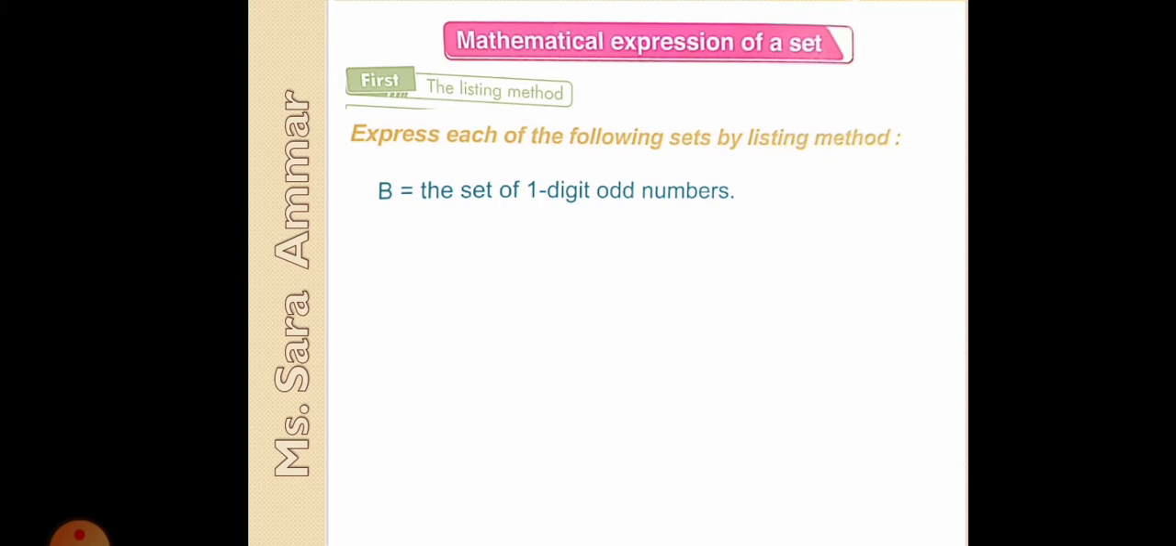First of all, to write a set, you must know its name. He called this set B, and we always write the name of a set as a capital letter. So the name of the set is B, and you write it capital. Now I want to write this set in listing method, so I use something called curly brackets or braces. Okay, inside of it I'm going to write or list down the digits or the elements of this set. And the elements of this set is any odd number that consists of one digit.